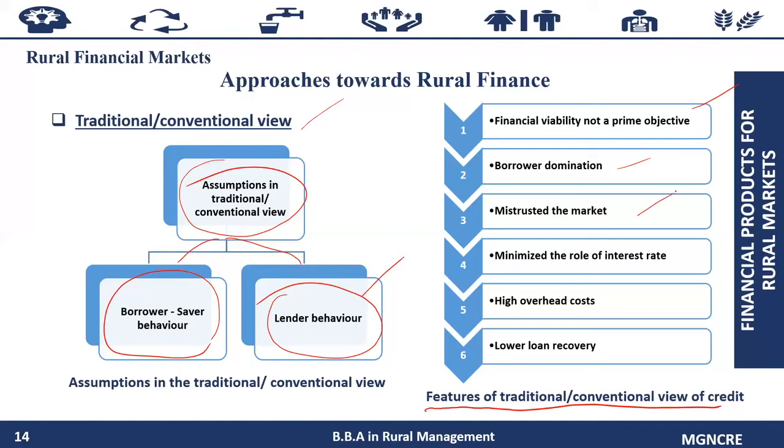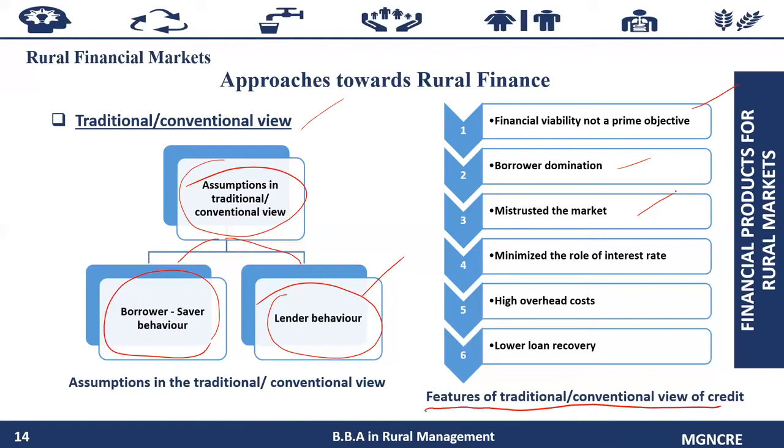Then mistrusted the market. It means that the people in the rural areas require funds so that they could invest in their agriculture and non-agriculture activities. So there is a requirement that the product of credit is designed in such a way that farmers are able to apply and get loans timely. There are requirements that could be fulfilled.